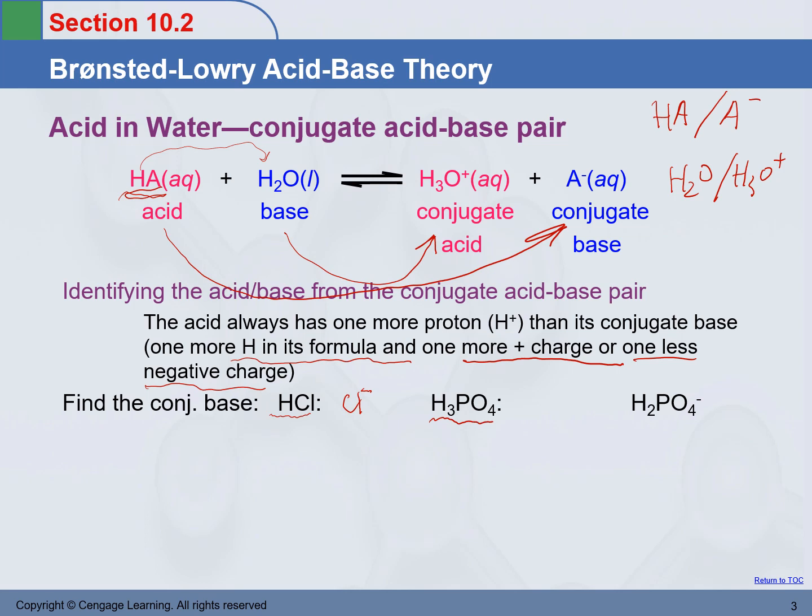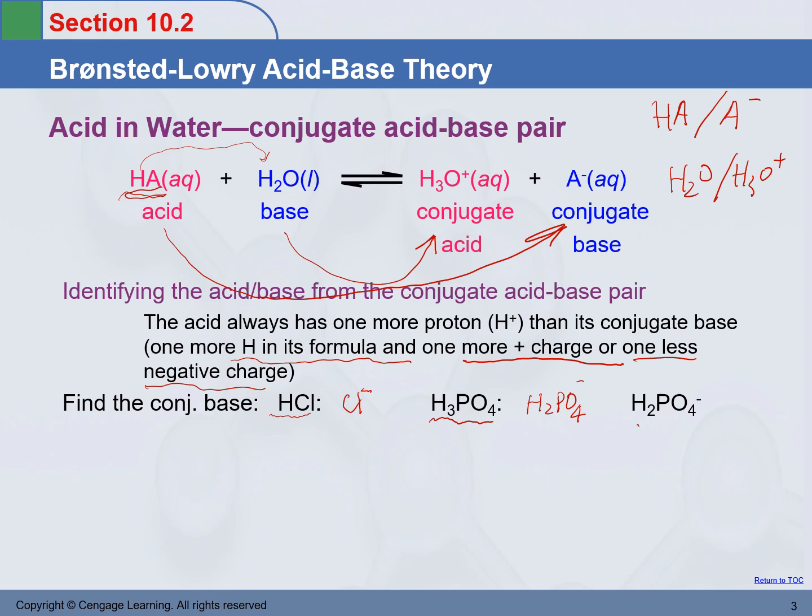H3PO4 conjugate base. H3PO4 is neutral. We know its conjugate base will carry one negative charge, and you will remove an H from the formula. So H2PO4 negative. Everything else stays the same. The difference between the two is one proton. One proton is one H and one charge. The acid will have one more positive charge or one less negative charge.